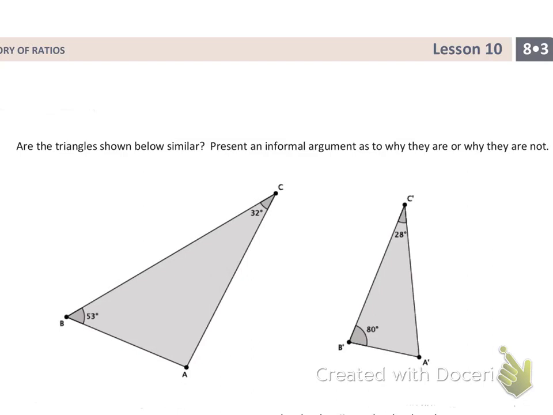Okay, so here's another example you don't have in your book, but we're going to do a few that you do have in your notes. I'm given two triangles. Are the triangles shown below similar? Present an informal argument as to why they are or why they are not.